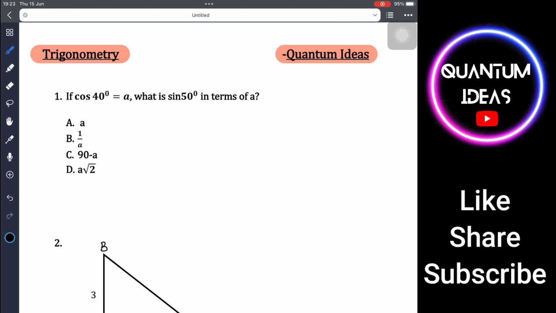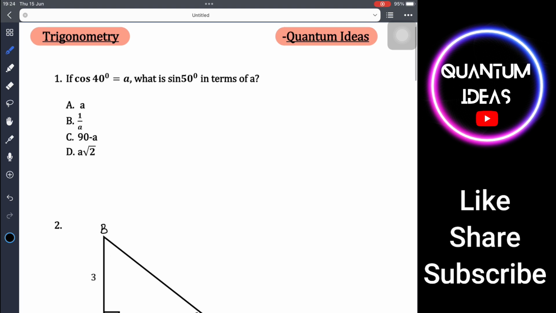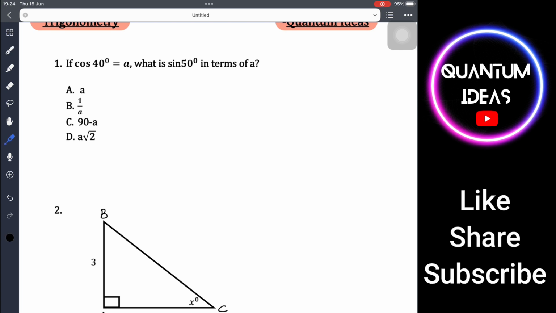So let's get started. So first question, let's see. If cos 40 degree is equal to A, what is sine 50 degree in terms of A? To solve this kind of problem, we need to understand the complementary rule.